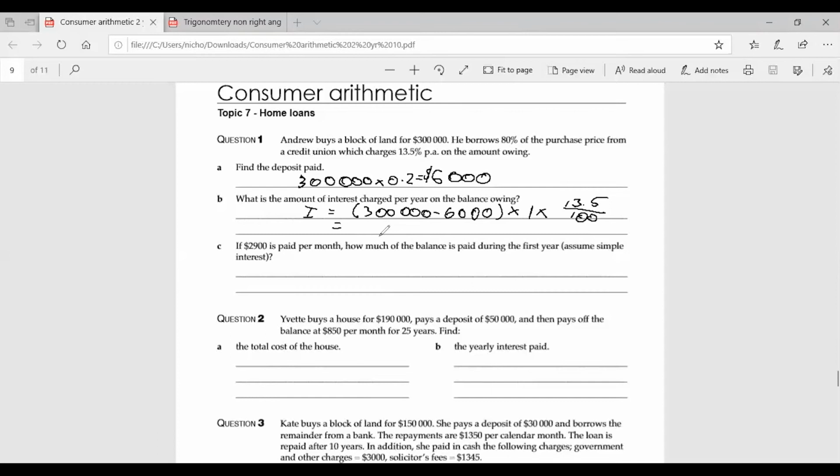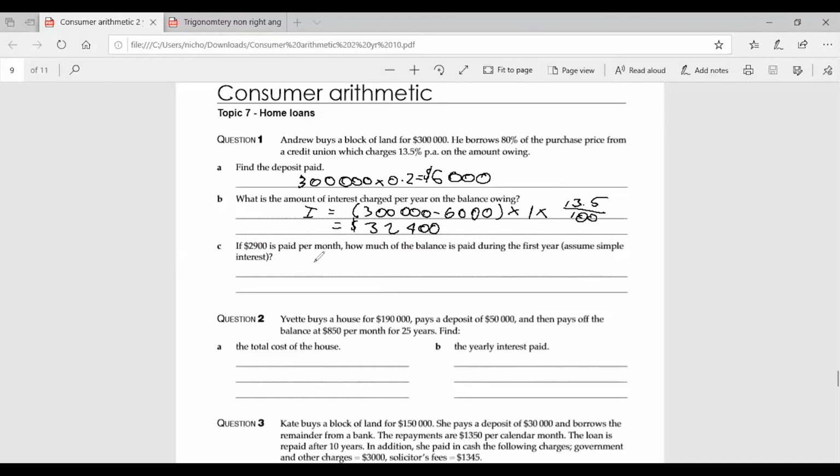Well, he has to pay back over 1 year, right? Can I put that into your calculator? Just let me know what value you get. 32,400. Yeah. So that's how much interest you'll have to pay in 1 year. So if $2,900 is paid per month, how much of the balance is paid during the first year?